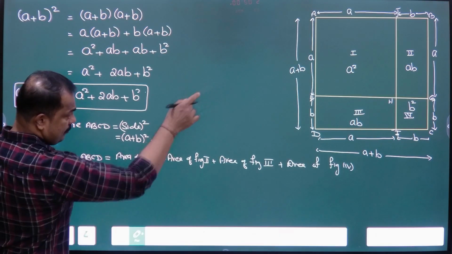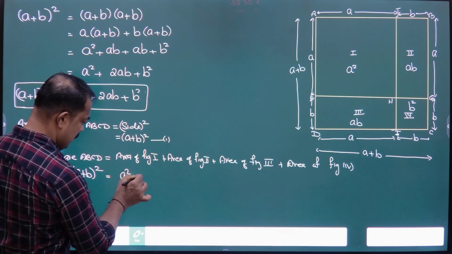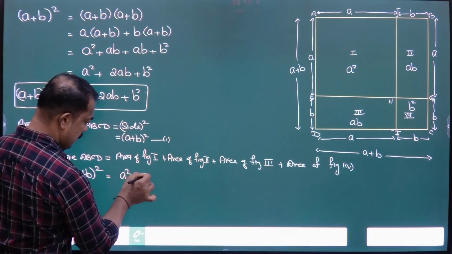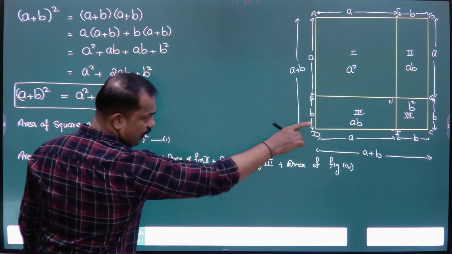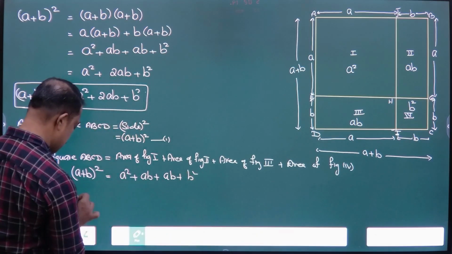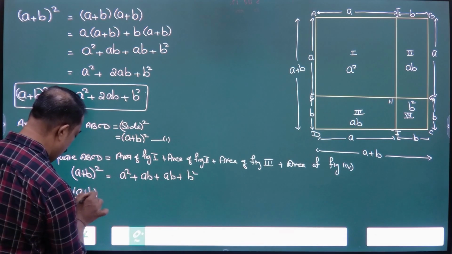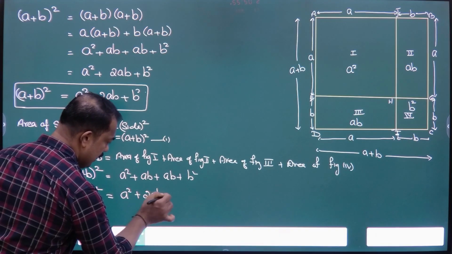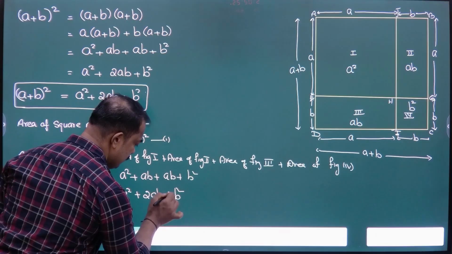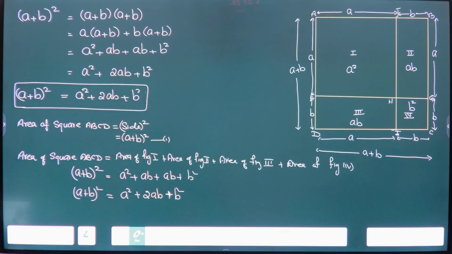Area of figure 1, A square. Area of figure 2, AB. Area of figure 3, AB. Area of figure 4, B square. So A plus B whole square equal to A square plus 2AB plus B square. This is geometrical proof. Algebraically we can prove, and this is the geometrical proof. Clear? Algebra method and geometric method. Clear?